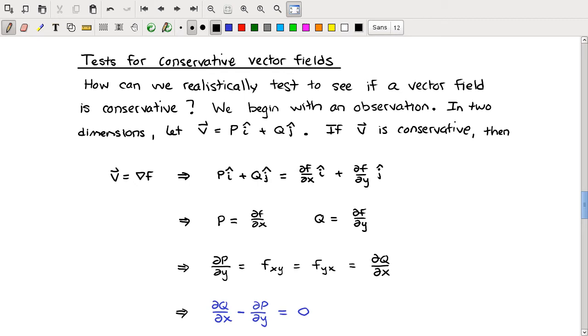In that case, V, which is Pi plus Qj, must be equal to partial f partial x i plus partial f partial y j, right? This is a gradient field. And if V is a gradient field, then P and Q must be related to df dx and df dy in exactly this way. That means in particular that P is df dx and Q must be df dy.